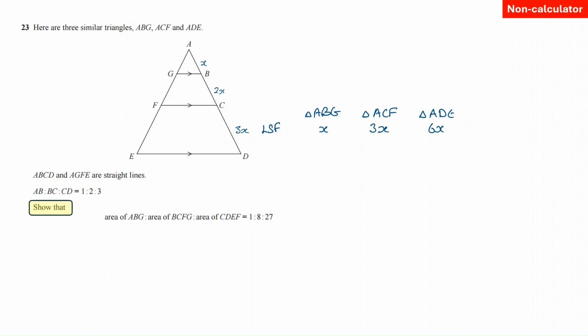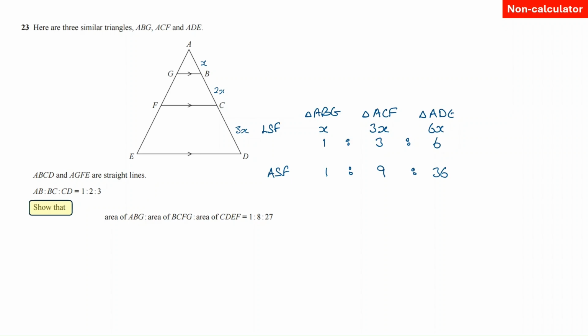Now, this is where the question is quite clever. It's actually just a standard similar shapes question, whereas I've written these things down as lengths, but because effectively I know the scale factors, so to go from ABG to ACF is multiplied by 3, it must be the case of having a ratio, which means I can write the area scale factors like this.